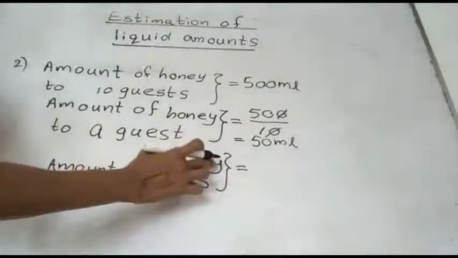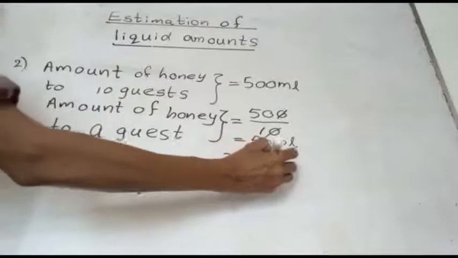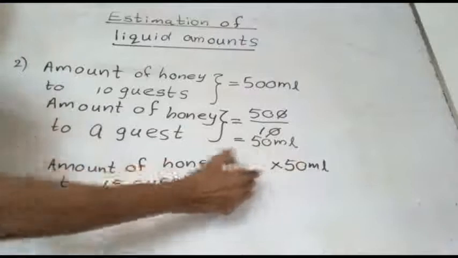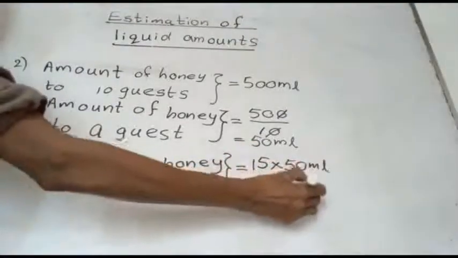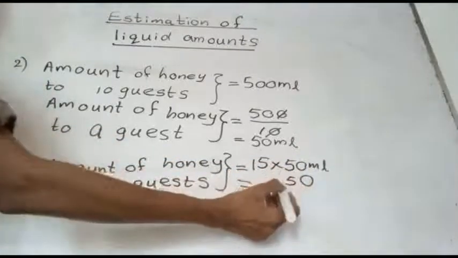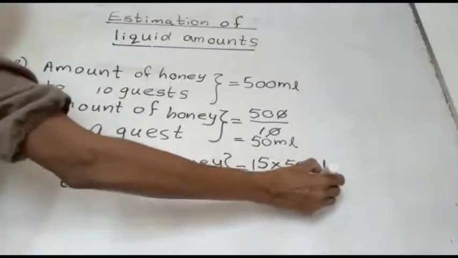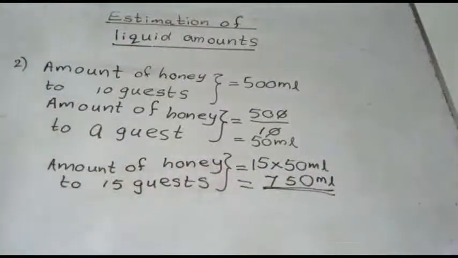Amount of Kitul honey to 15 guests is equal to 50 milliliters times 15. We put this 0 at the end. 5 times 5, 25. Remaining 2. 5 times 1, 5 plus 2 is equal to 7. 750 milliliters is the answer. Now try to do question number 3.